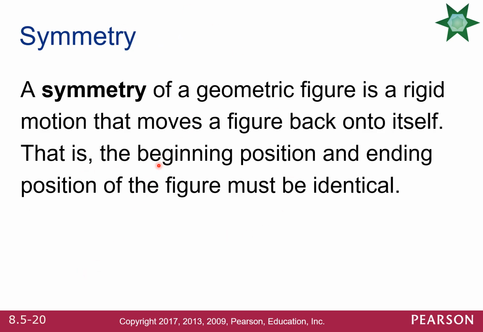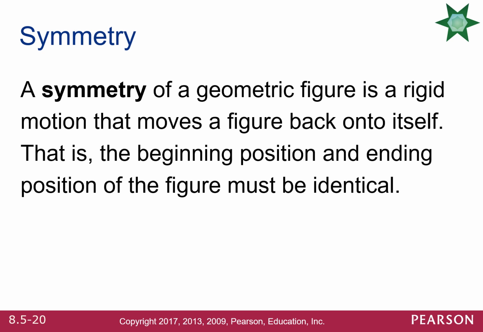Now, what do we mean by symmetry? A symmetry of a geometric figure is a rigid motion that moves the figure back onto itself. That is, the beginning position and ending position of the figure must be identical. To make this simple, let me just tell you what symmetry is. You take a figure, and if you draw a line through the center, whether horizontally or vertically, you will have two equal halves.